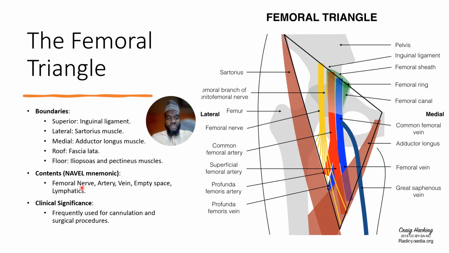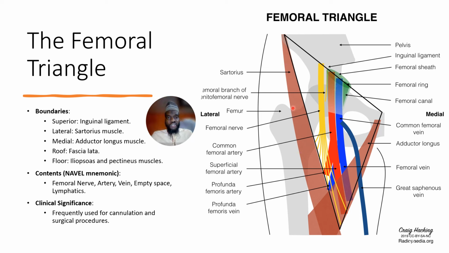So the femoral triangle contains several important structures remembered by the acronym NAVEL. NAVEL. And this means femoral nerve, femoral artery, femoral vein, and then next here you have some empty space, and then you have the lymphatics. All right, you have the lymphatics. So that's the femoral navel. So this area is crucial for interventions like cannulation and even surgery. So it's frequently used for those procedures.